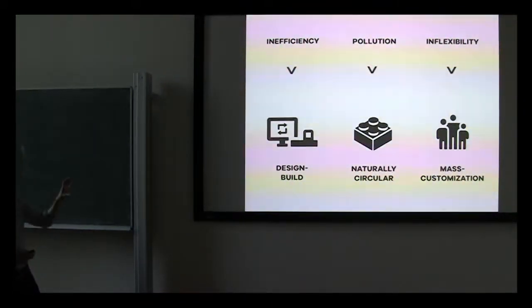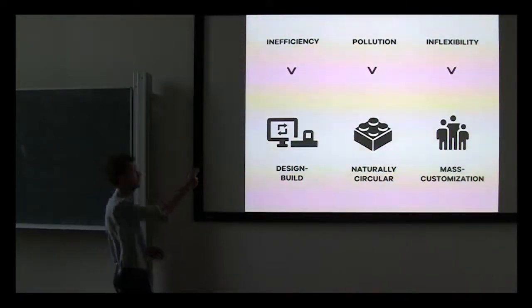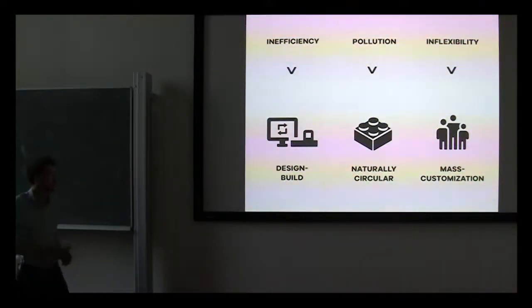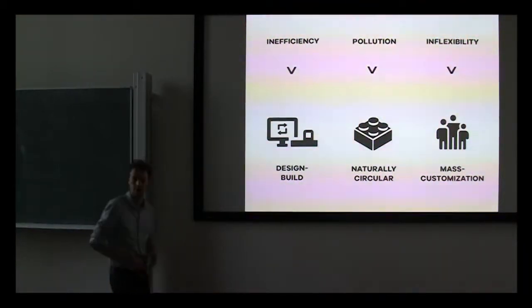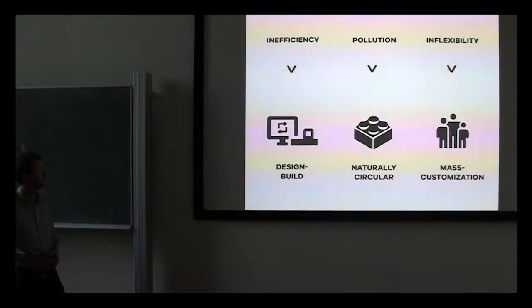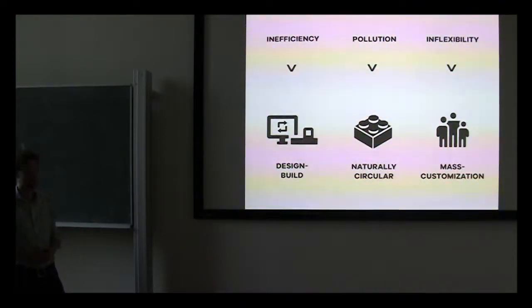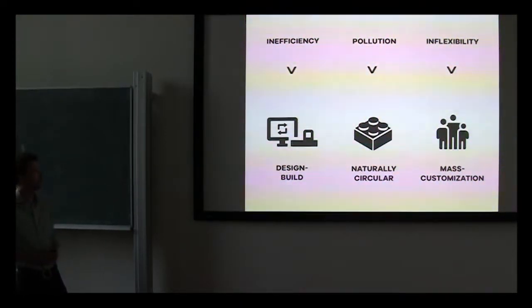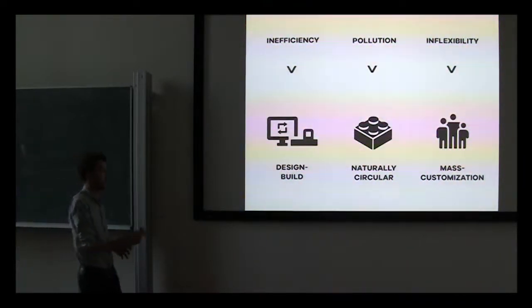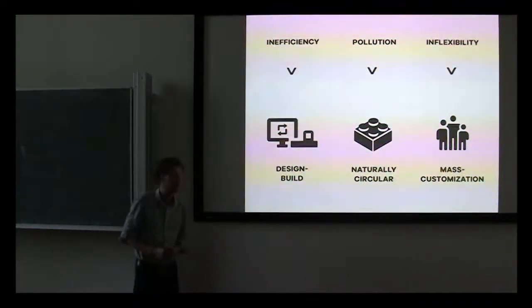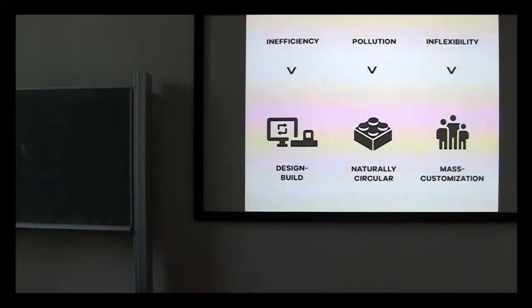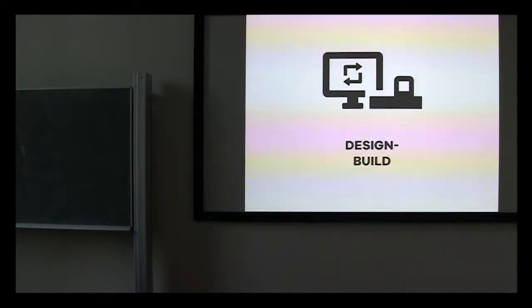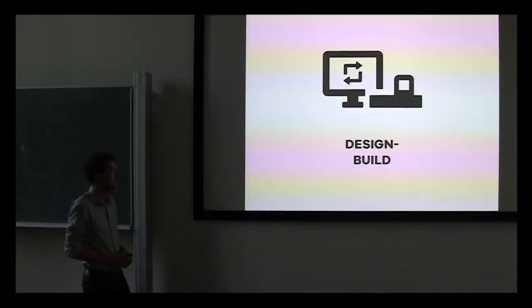And with this system, there are basically 3 characteristics that we use in order to tackle these problems. Inefficiency we try to tackle using a completely design-build process. I will talk about that later on. We try to eliminate pollution by using a naturally circular process and create products that are not only circular, but also mainly bio-based. And the inflexibility is addressed using mass customization. So I'll explain these 3 in more detail.